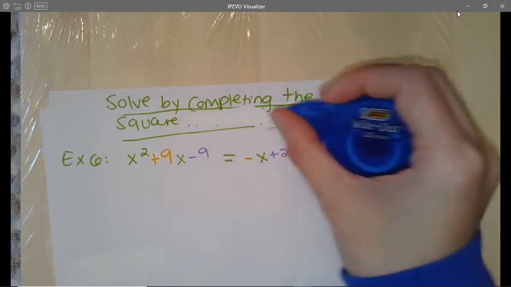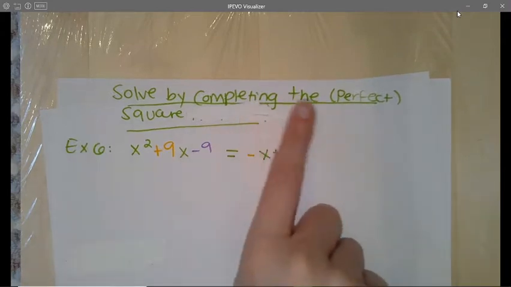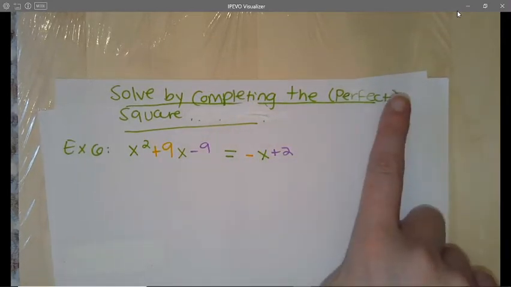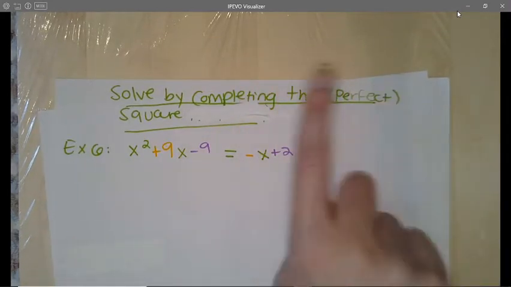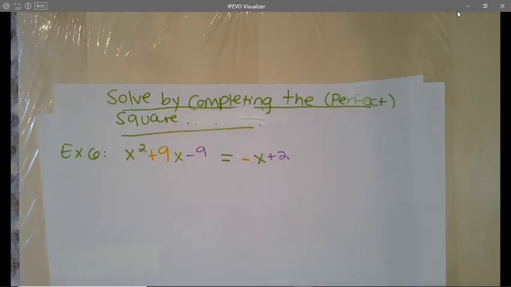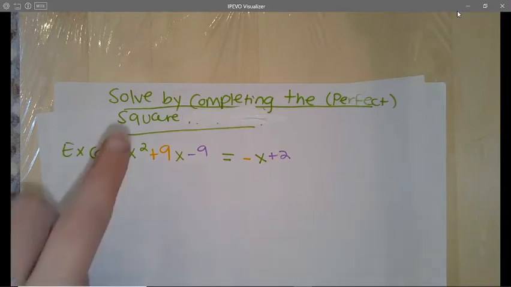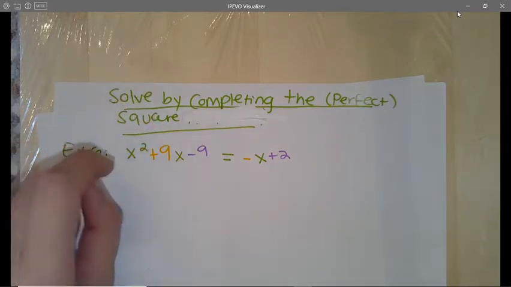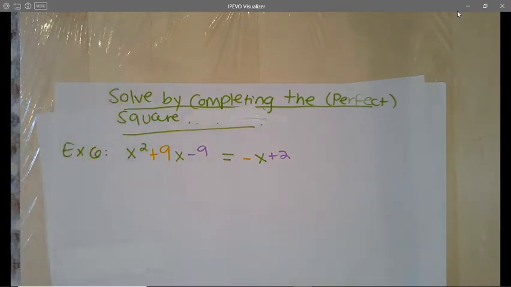Good golly. But anyway, we're going to be solving by completing the square, but I like to call it solve by completing the perfect square, because we are going to force one side of our equation, whether or not it wants to be, to be a perfect square trinomial. We're going to do that by using our nifty formula, that b over 2 squared. Well, let's get started.